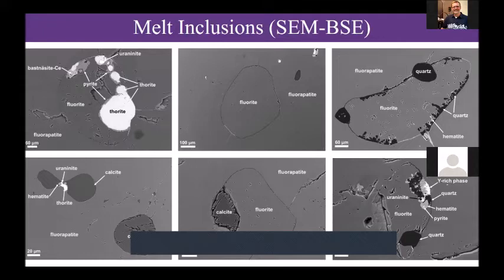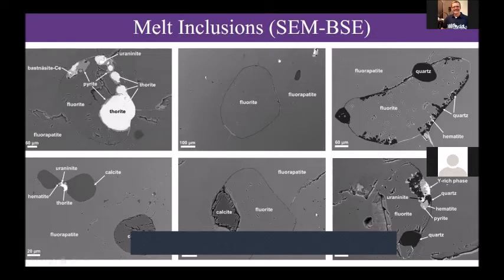We also have examples of mixed trapping of melt and solid phases, which is exemplified by this inclusion here. So we have quartz that was trapped as a solid while this fluorite melt was trapped as a liquid phase. And we can tell that based on these reentrant angles in between the boundary of the melt inclusion and the quartz crystal. And also a lot of times when we have mixed trapping, some of these more solid phases when they were trapped exhibit faceting.